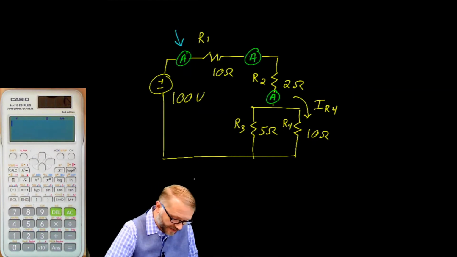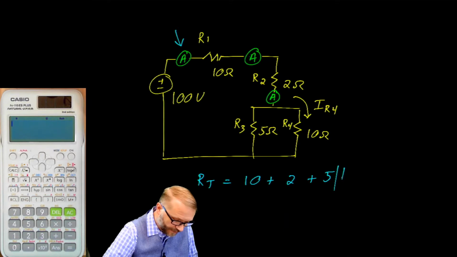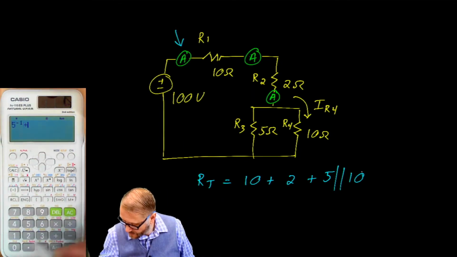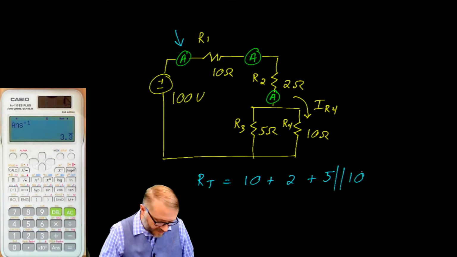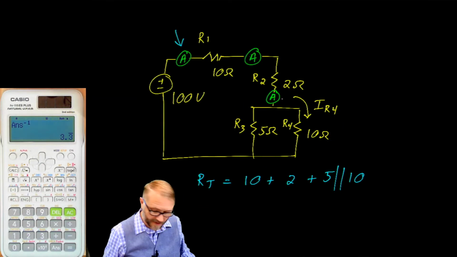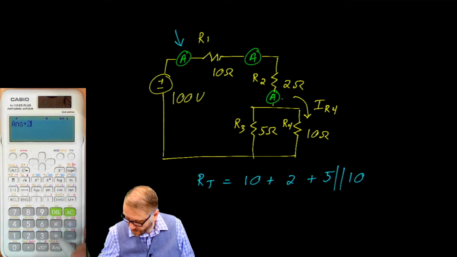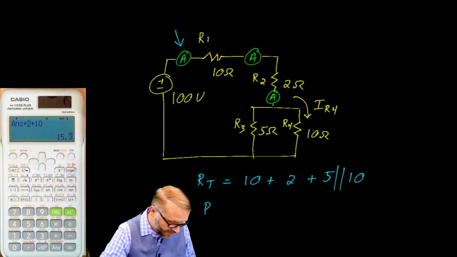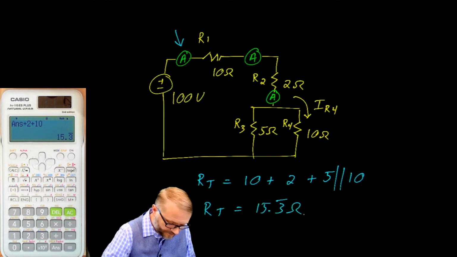So let's give that a try. So the total resistance of this circuit is 10 plus 2 plus 5 in parallel with 10. Run that through the calculator real quick. We would say 5 inverse plus 10 inverse equals inverse equals. So that gives us 3.3 for that piece there, plus 2 plus 10. So the total resistance, our total, is about 15.3 ohms.